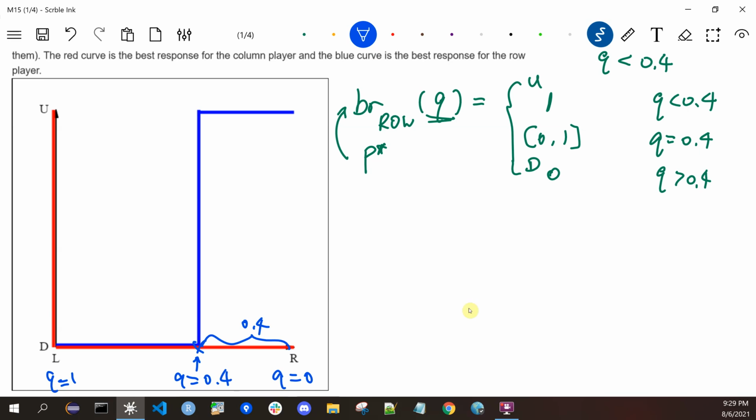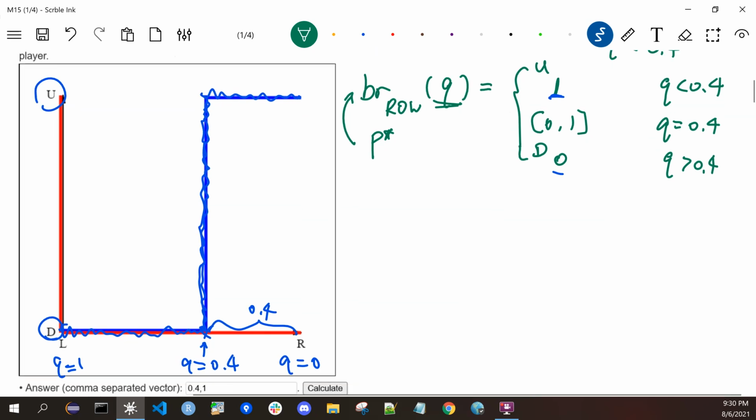When Q is exactly 0.4, I don't care whether I play U or D, so anything in between is okay. So that's what this vertical line means. And if Q is between 0 and 0.4, so if Q is less than 0.4, I'm going to best respond by always playing U. So this is always playing U, so that's why we have a horizontal line here. If the number here is 0 instead of 1, then we should have a horizontal line there instead, but we don't have that. So at the end, when Q is larger than 0.4, we always play D, so that's why we have the best response that's always playing D. So that's why we have a best response function like this.